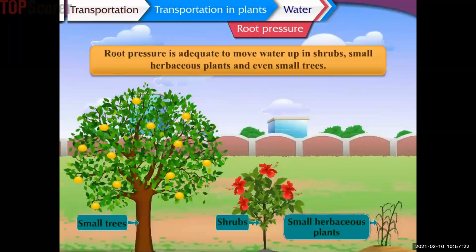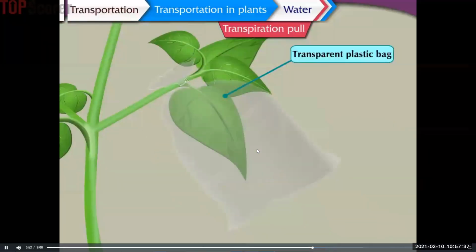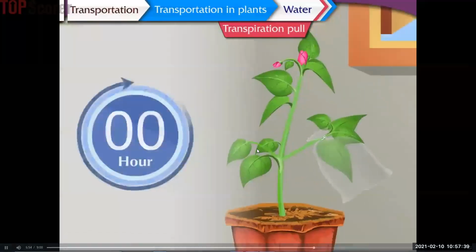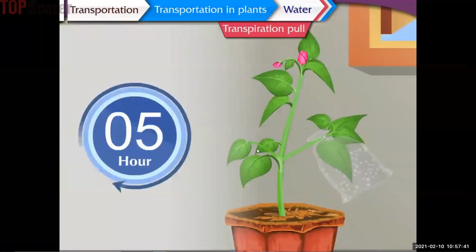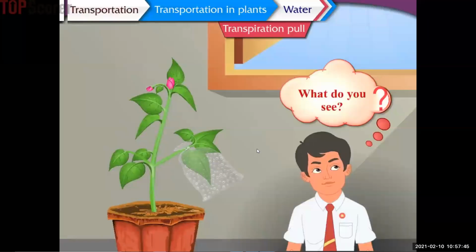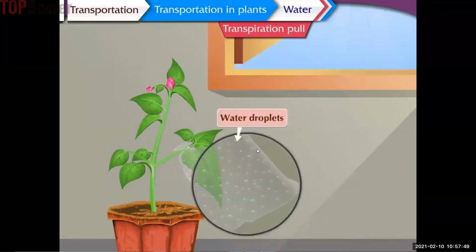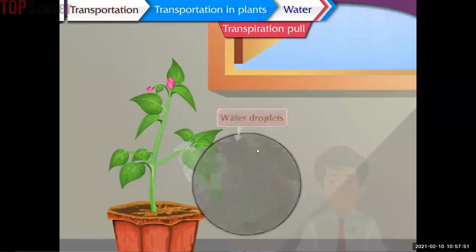After understanding root pressure, let us now learn about the mechanism of transpiration pull. Transpiration pull. If we tie a transparent plastic bag on a branch of a plant, keep it in sunlight for 5 to 6 hours, and then observe the plastic bag, what do you see? Yes, you are right. We see droplets of water on the inner surface of the plastic bag.